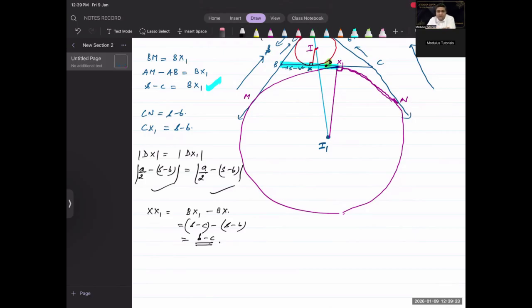Is this clear, guys? So therefore we say this X and X1 are the feet of the perpendiculars drawn from Incentre I and Excentre I1 on BC respectively. Got it? I hope, guys, this much is very clear.